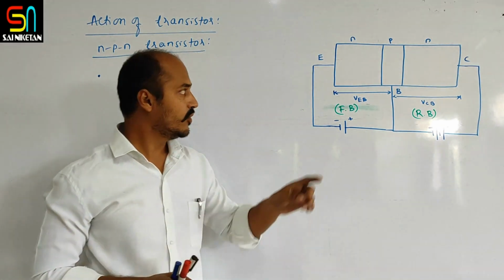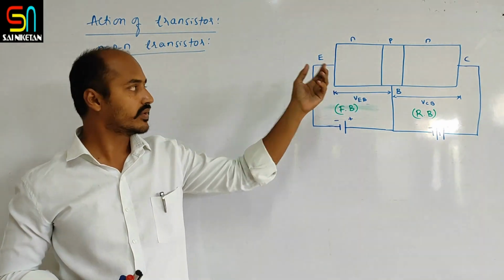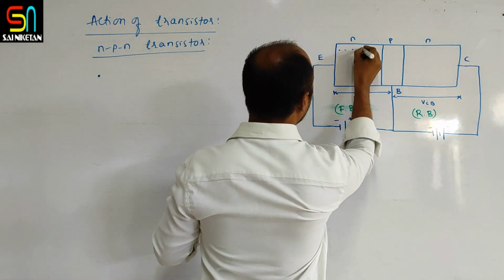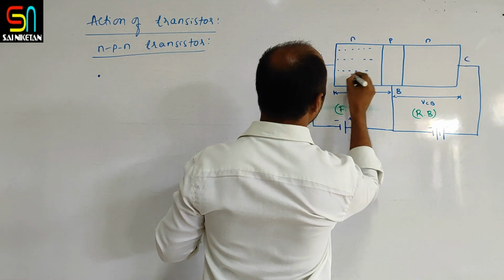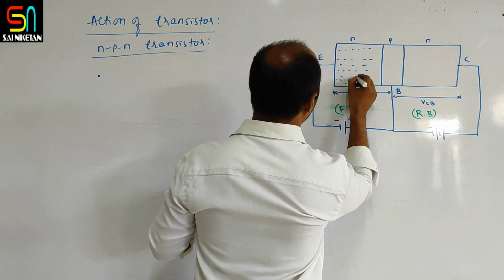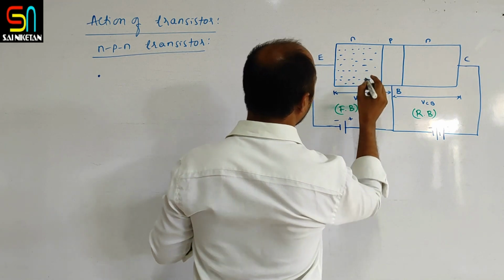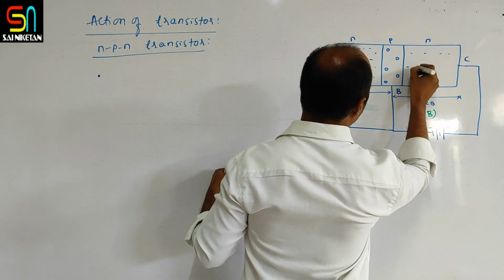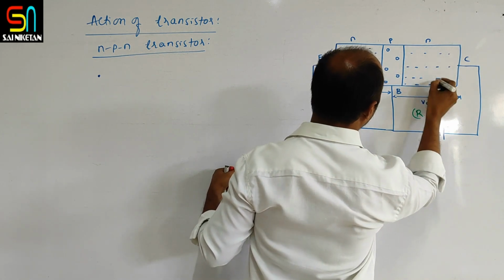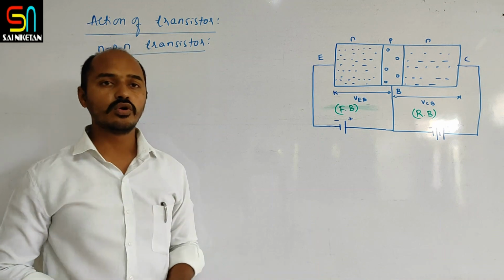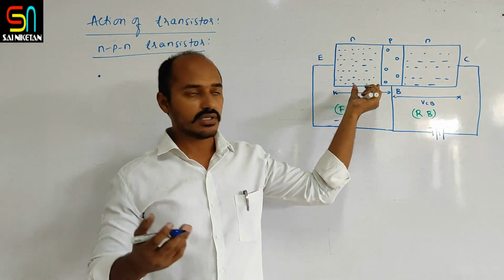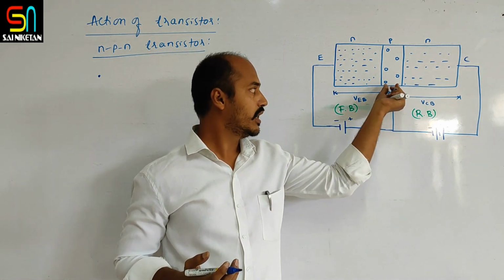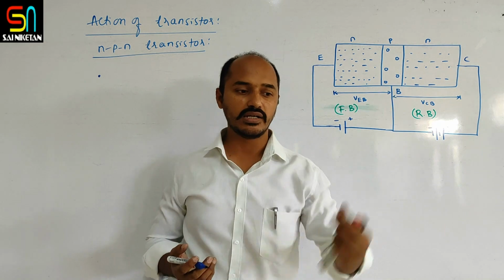So first, as we know, here in the N terminal, or you can say N region, majority charge carriers are electrons. There are so many electrons there. And here in the P region, a small number of holes will be there. And in the N region, a moderate number of electrons will be there. Right. So this is what the doping is. Side emitter region, highly doped; collector region, moderately doped; and base region is lightly doped.